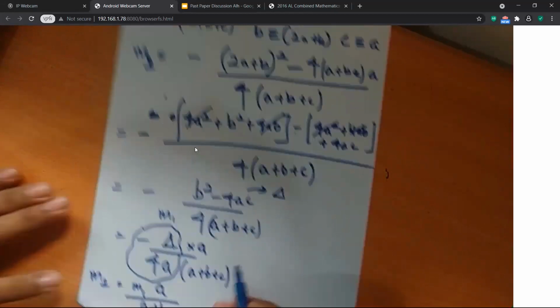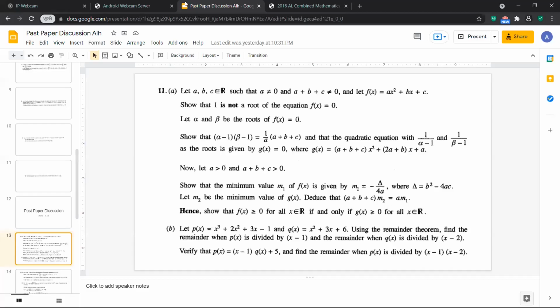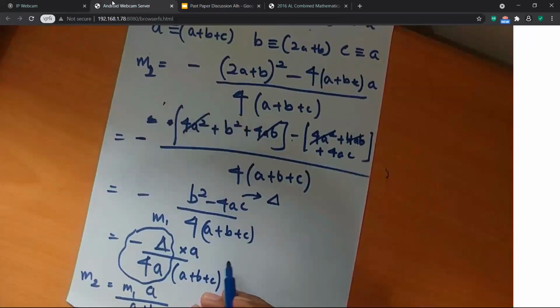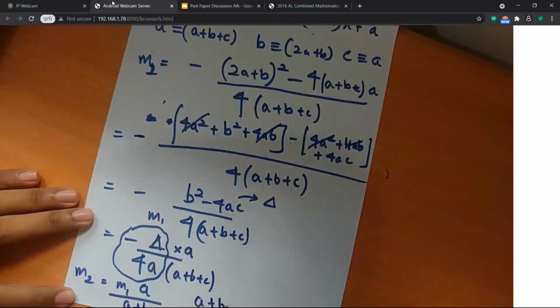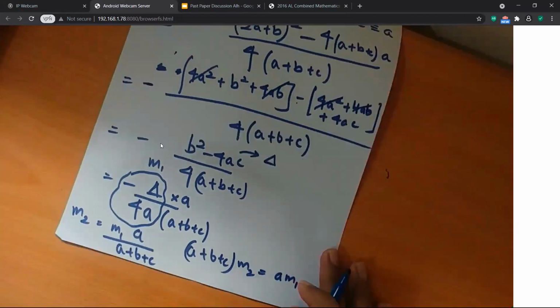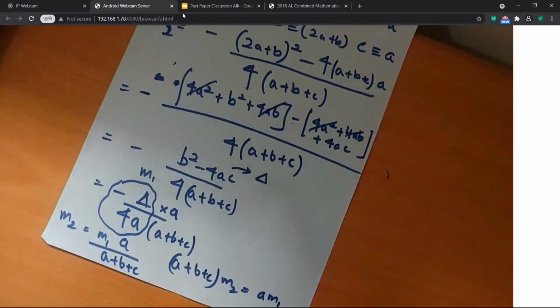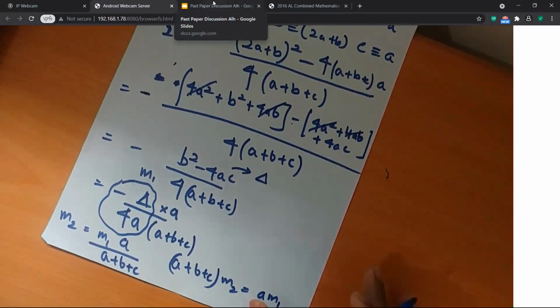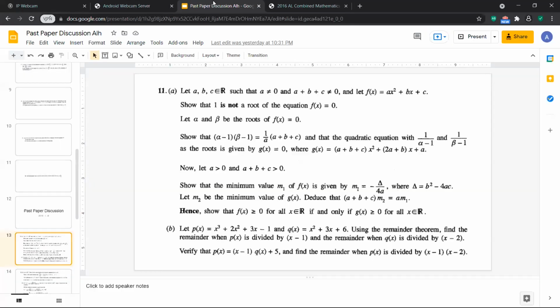Then what is the answer we need? a plus b plus c times M2 is equal to a times M1. If we cross multiply, M2 times a plus b plus c is equal to a times M1, which is the answer we need. Do you get it?